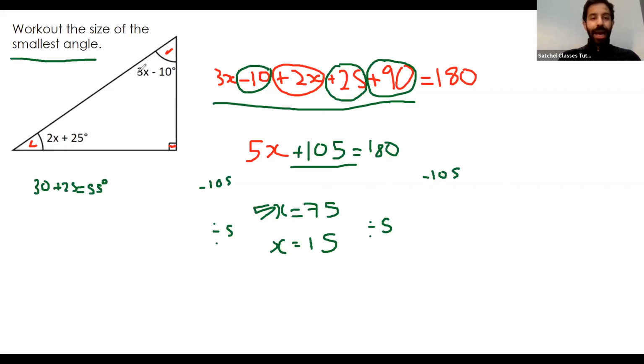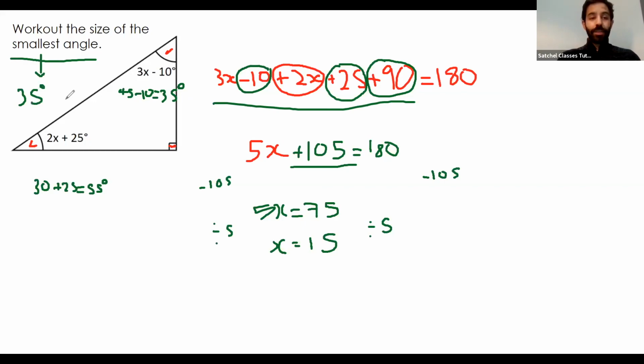And then over here we have 3 times 15, which is 45. 45 minus 10 is going to be equal to 35 degrees. So we know this is 90, we know this is 55, and we know this is 35. So the smallest angle is going to be 35 degrees. So the answer to our question will be 35 degrees.